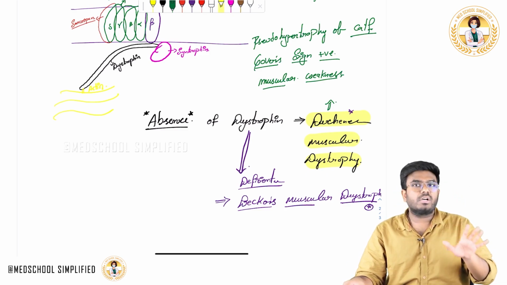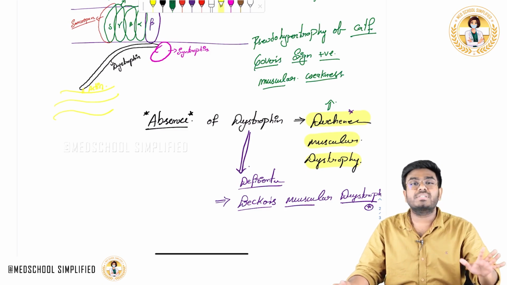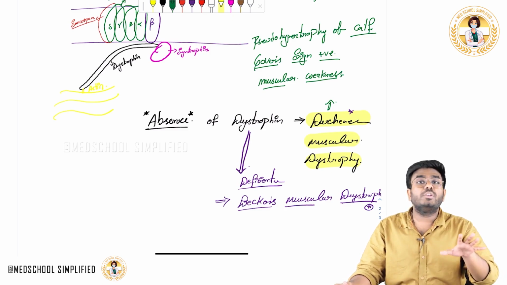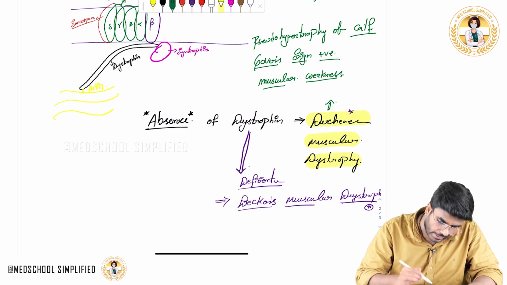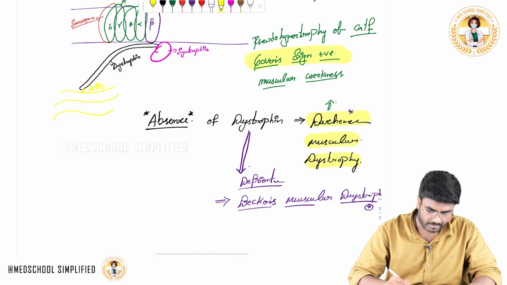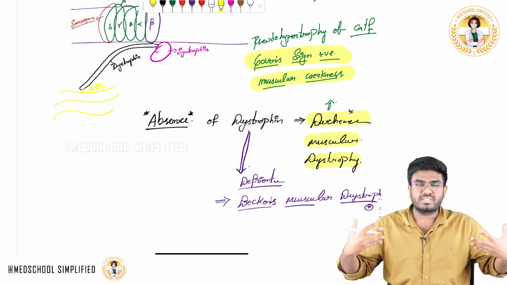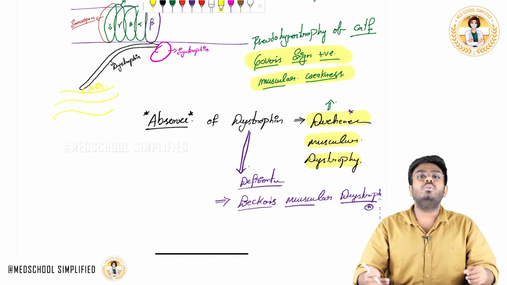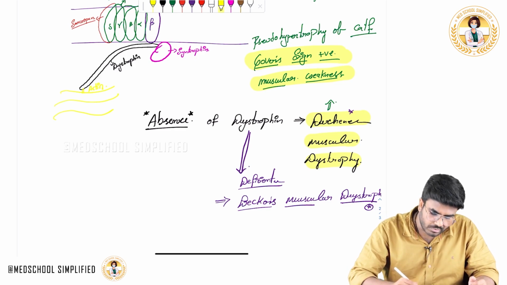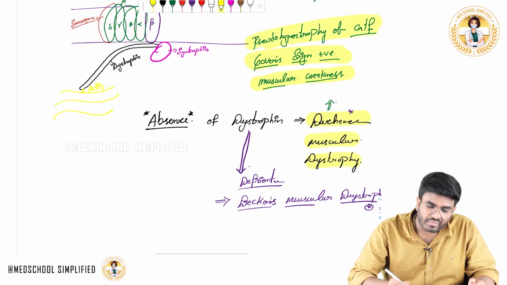Deficiency of dystrophin will cause Becker's muscular dystrophy. Complete absence will cause Duchenne's muscular dystrophy. In Duchenne's muscular dystrophy, the patient is going to have Gower sign positive. Muscular weakness will be there, so when he tries to lift his body up to stand, he will use his upper extremities. That is a Gower sign positive, and pseudohypertrophy of the calf will be seen.